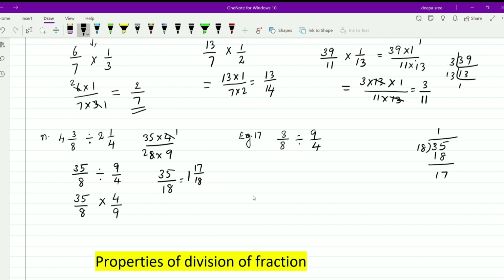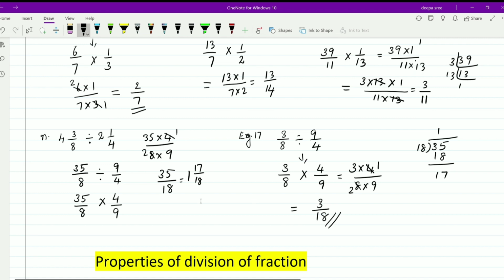So this is the last question. 3 by 8, one example I have taken of a fraction by fraction question. 3 by 8 divided by 9 by 4. Write the first fraction as it is. Change the division symbol to a multiplication symbol and take the reciprocal of the second fraction. Now multiply the numerator, that is 3 into 4, divided by 8 into 9, multiply the denominator. Now 4 and 8 we can cancel. 4 ones are 4 and 4 twos are 8. So 3 into 1 is 3, divided by 2 into 9, 18.